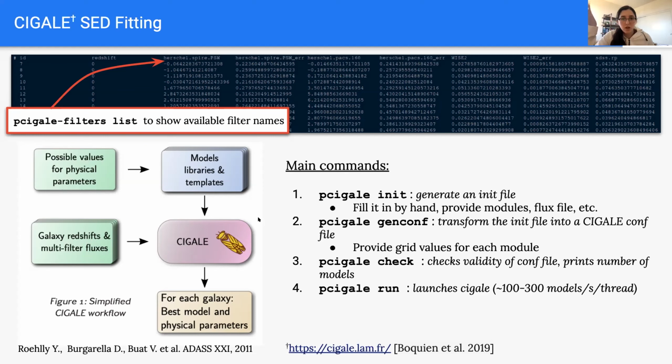And lastly, once all the different models have been computed, CIGALE utilizes Bayesian techniques in particular to select the best fit model and physical parameters for each galaxy, or in our case, each pixel.